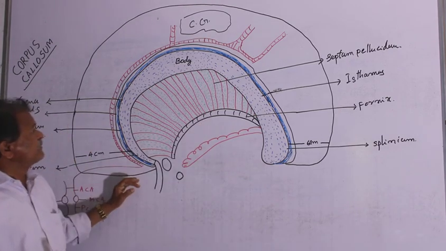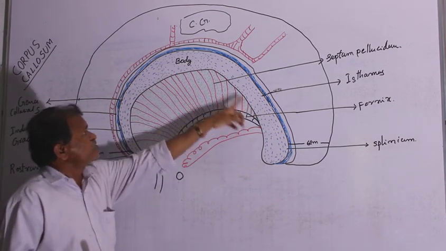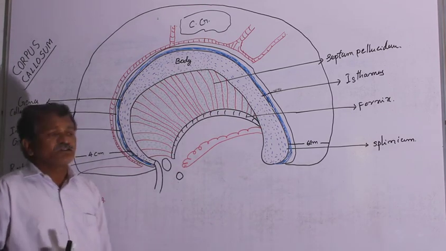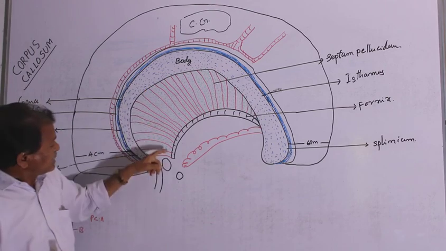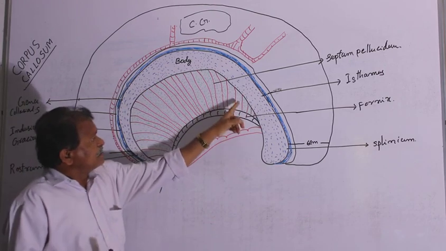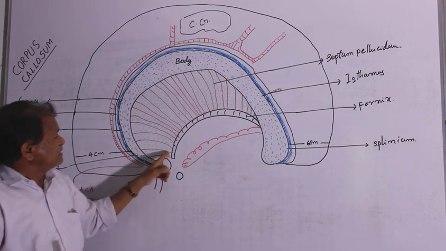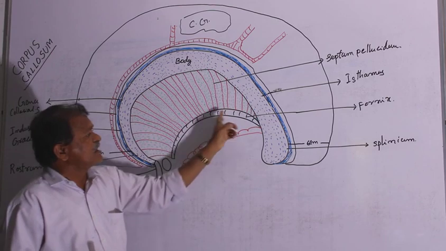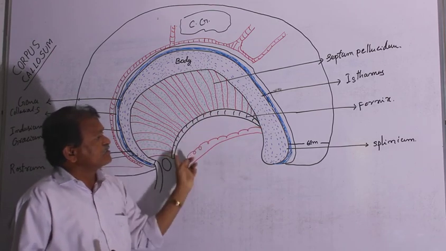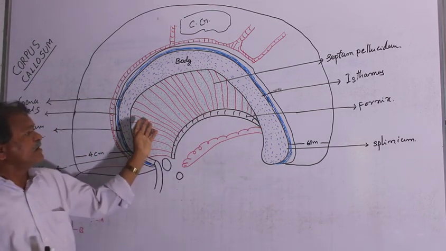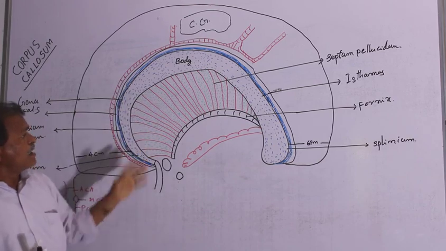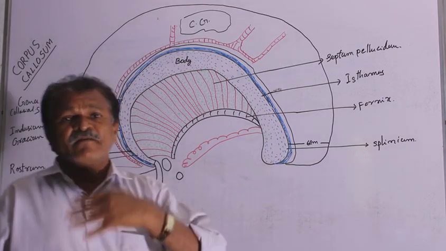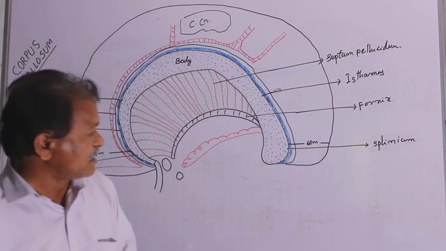The septum pellucidum has 2 ends. The superior end is attached to the inferior surface of the corpus callosum. The inferior end of this septum pellucidum is attached to the convex superior surface of the fornix, and it separates the right lateral ventricle from the left lateral ventricle.